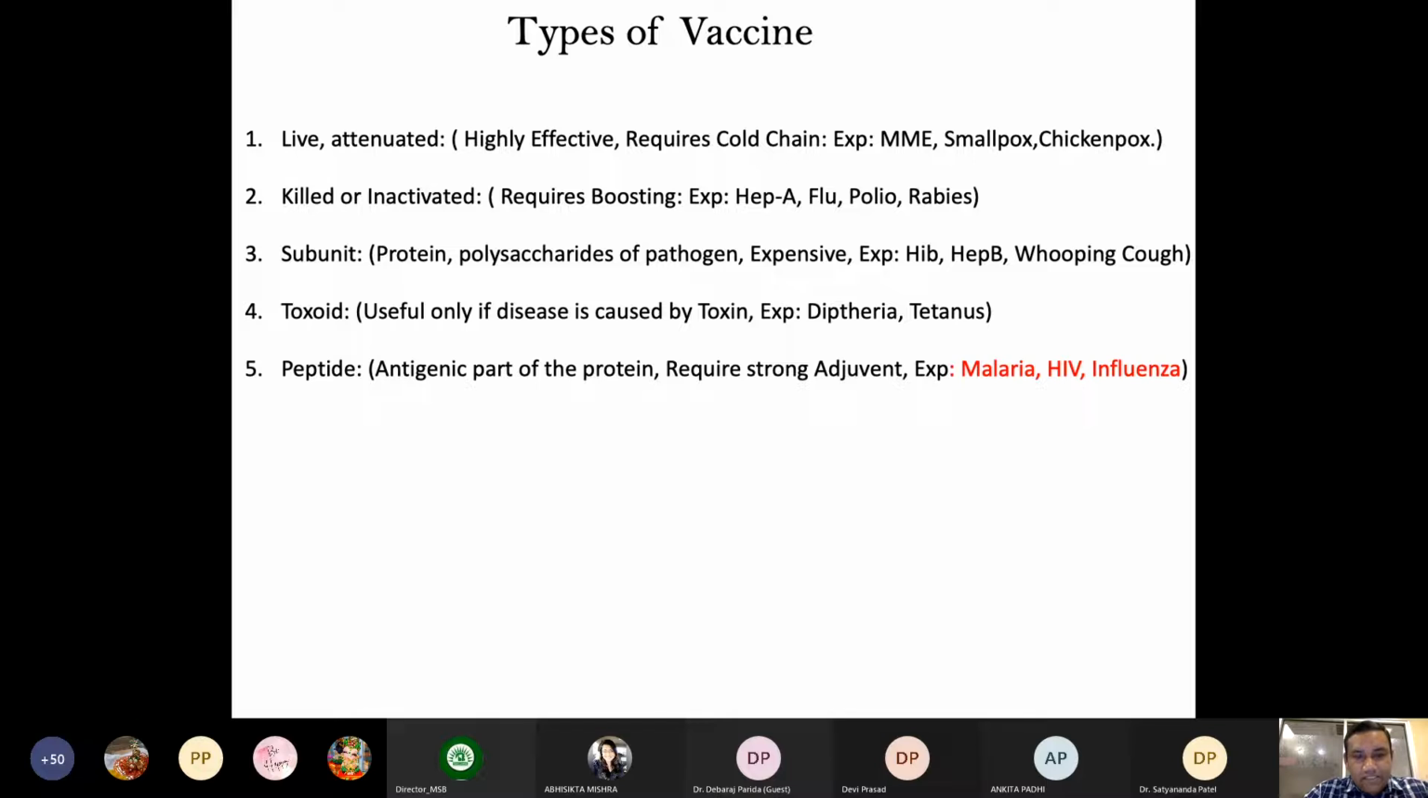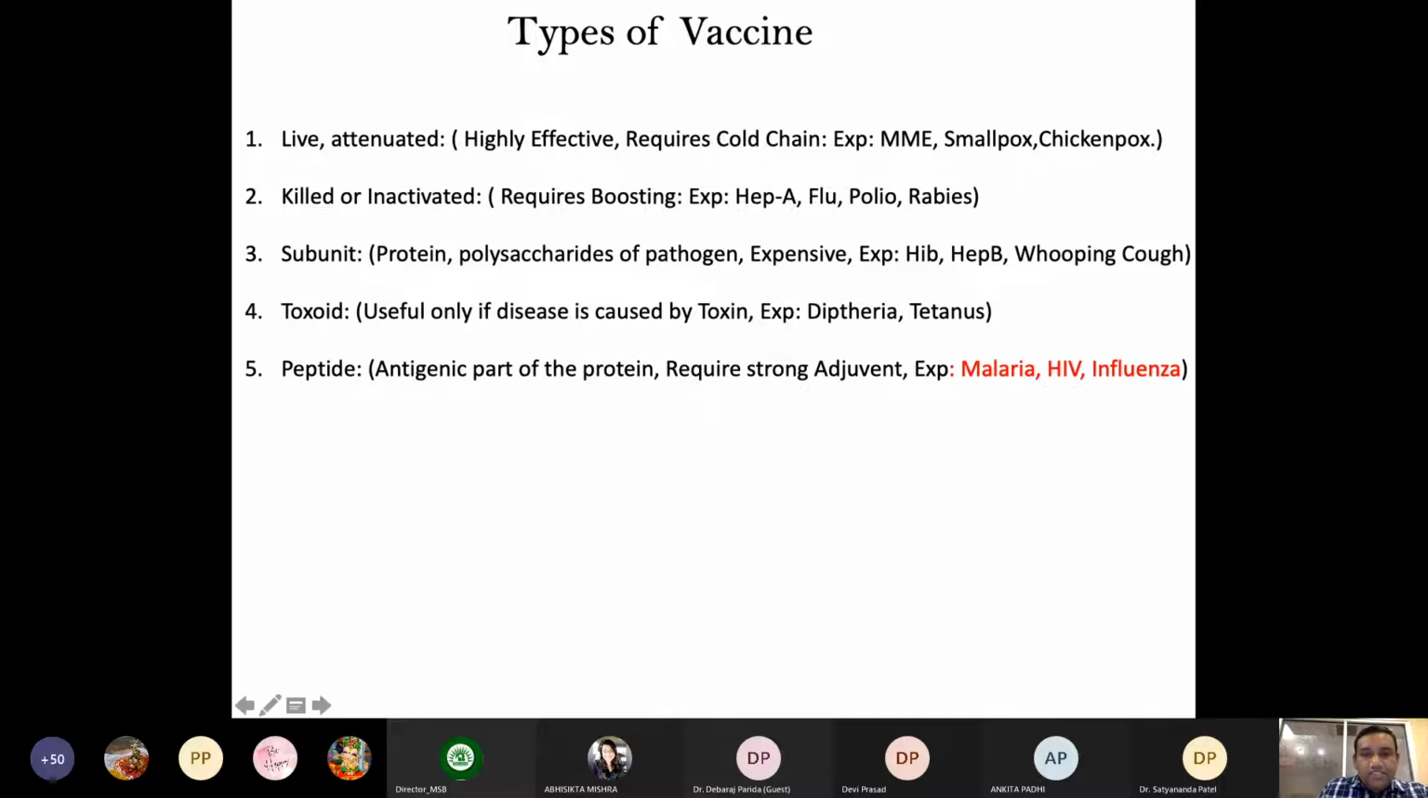Then there is the peptide vaccine, where people take a part of the protein. Those are highly immunogenic and unique to the pathogen, so once you generate an antibody response or T cell response against them, you can attenuate the pathogen. Some examples of this are malaria, HIV, and influenza. I will discuss some of them when I discuss the malaria vaccine.